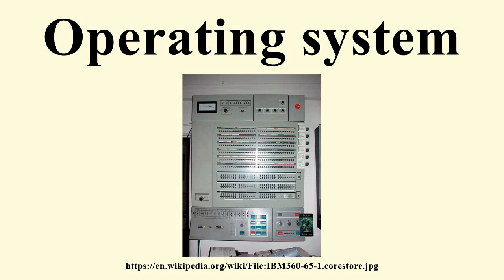Cooperative multitasking is achieved by relying on each process to provide time to the other processes in a defined manner. 16-bit versions of Microsoft Windows use cooperative multitasking. 32-bit versions of both Windows NT and Win9x used preemptive multitasking.